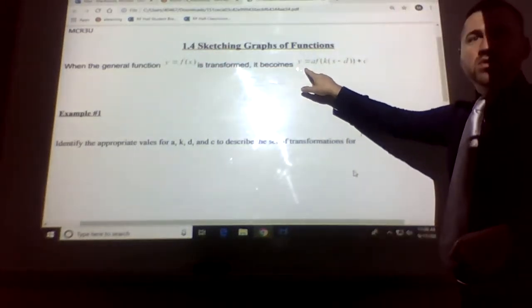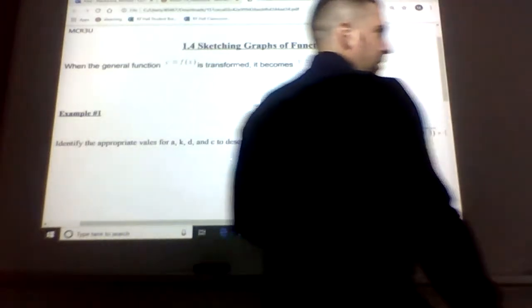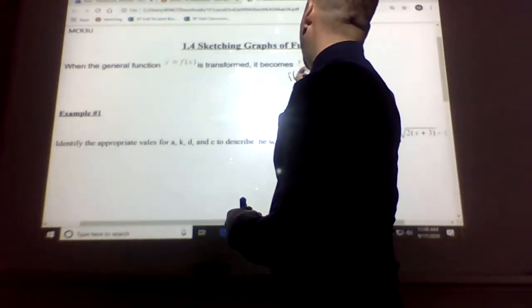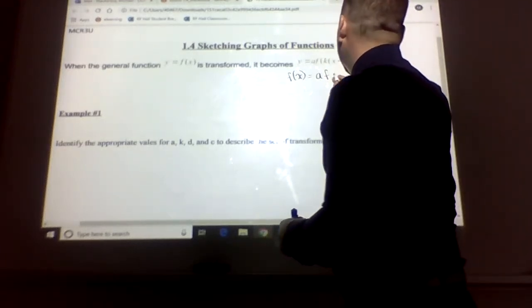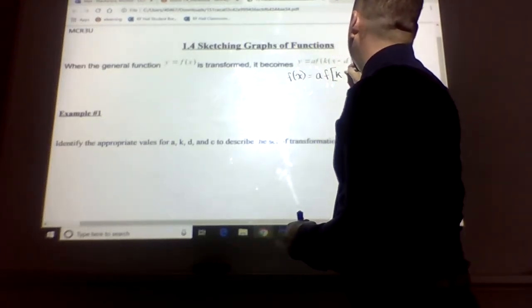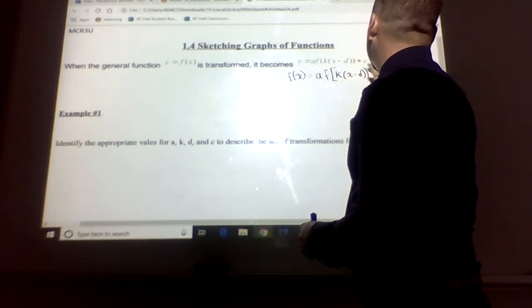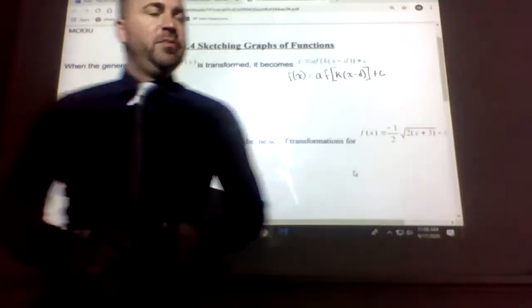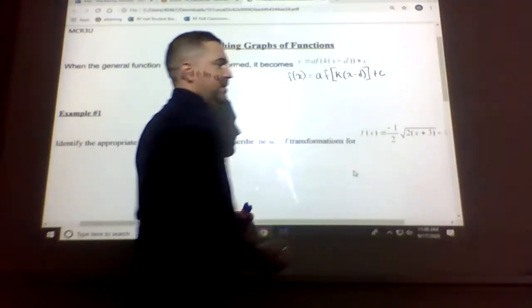So when a general function y equals f of x is transformed, it becomes y equals a f, square brackets, k x minus d, plus c. So we have the a value, the k value, the d, and the c.